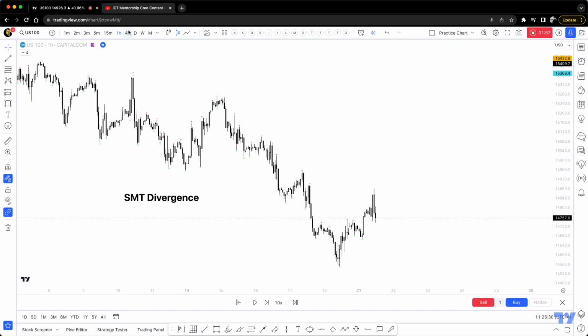It does work pretty much in every time frame, and I will show you. I will start with the 1 hour time frame, and I will be using S&P 500 and Nasdaq to spot this SMT divergence, and I will show you how you can get in.